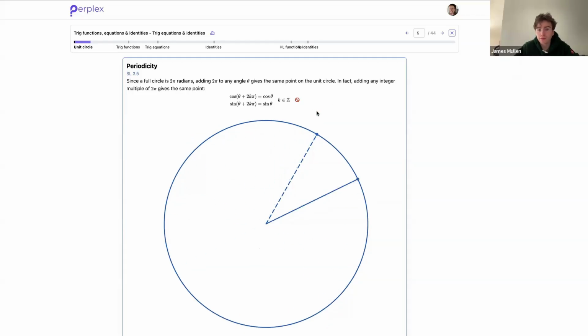So cosine of theta plus 2k pi for any integer k is the same as cos theta. And similarly for sine of theta plus 2k pi. This is a really useful property when you're trying to find the sine and cosine of angles that are bigger than 2 pi.